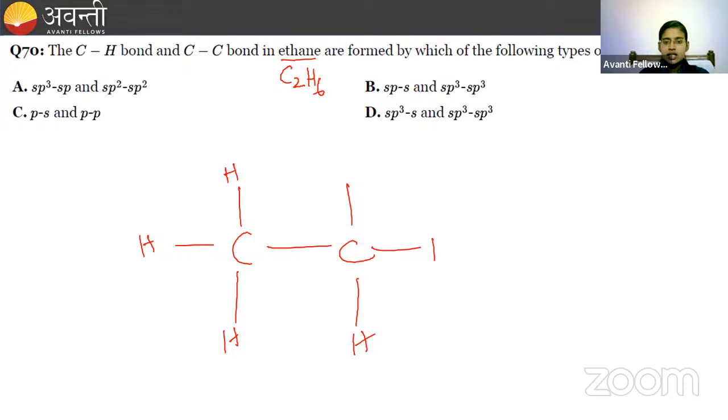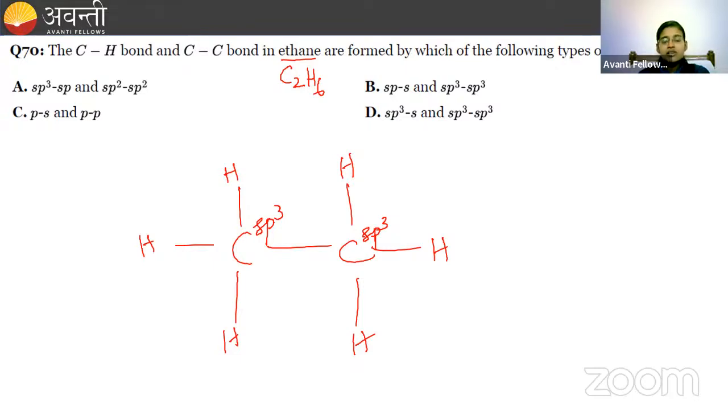2 carbons and 6 hydrogens. For the formation of the carbon-carbon sigma bond and carbon-hydrogen sigma bond, carbon uses the sp3 hybridized orbital. Each carbon will have 4 sp3 hybridized orbitals, and using those it forms 4 bonds around it.